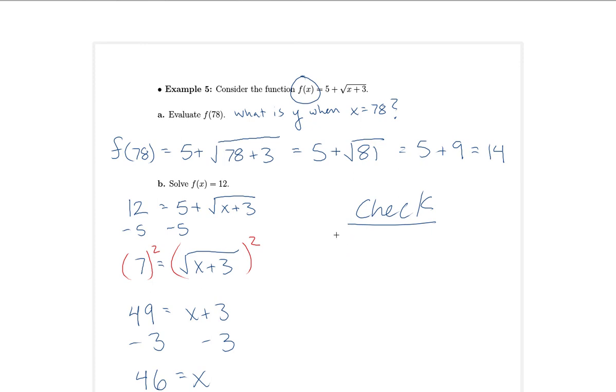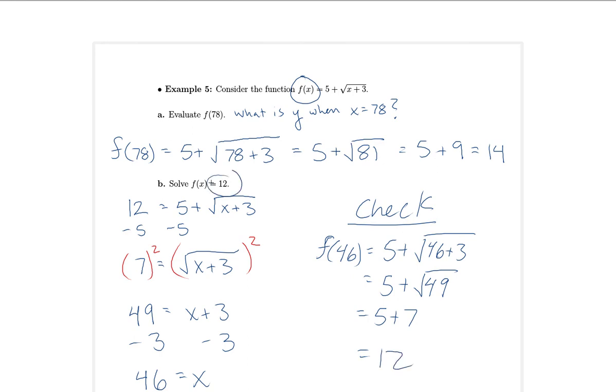So let's check f of 46. That would be 5 plus the square root of 46 plus 3. That would be 5 plus the square root of 49, 5 plus 7, which equals 12, which is exactly what we started with. So that means it checks out.